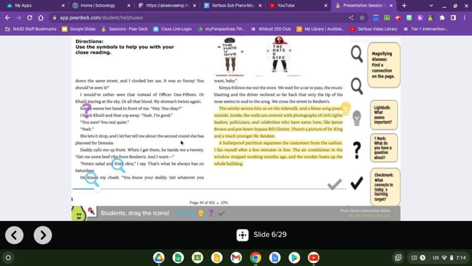The smoky aroma hits us on the sidewalk, and a blues song pours outside. Inside, the walls are covered with photographs of civil rights leaders, politicians, and celebrities who have eaten here, like James Brown and pre-heart bypass Bill Clinton. There's a picture of Dr. King and a much younger Mr. Reuben. A bulletproof partition separates the customers from the cashier. I fan myself after a few minutes in line. The air conditioner in the window stopped working months ago, and the smoker heats up the whole building, right?